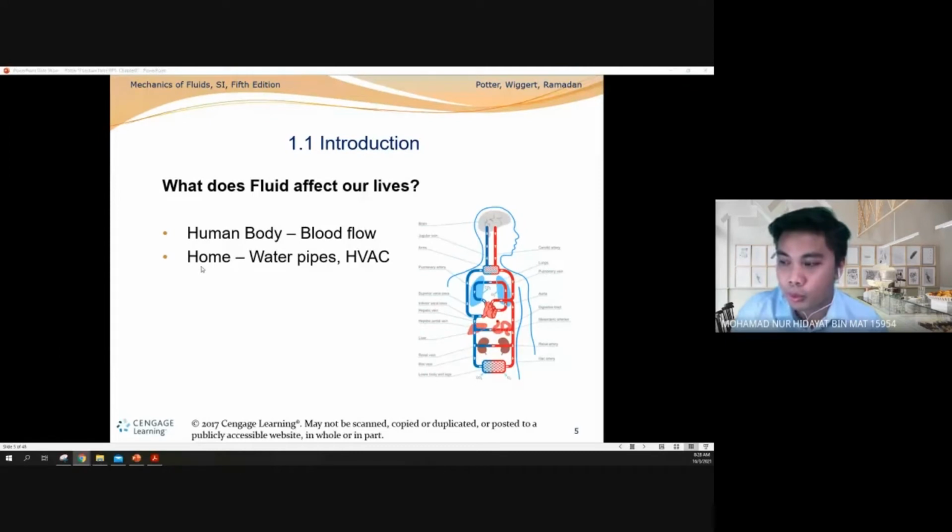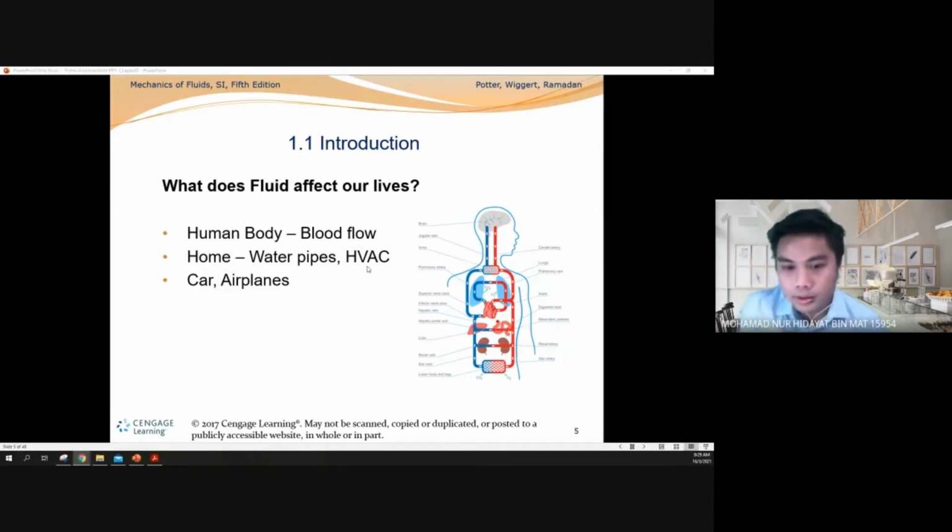And in our home, water pipes, HVAC, heating, ventilation, air conditioning systems. I believe many of you have an aircon system. Fluid movement in the aircon pipe is very important. That is why you need to learn fluid mechanics to understand better how the fluid flows. Interaction from the surrounding to the internal, the car, the airplane, the external air coming to the car, how to reduce the drag force.